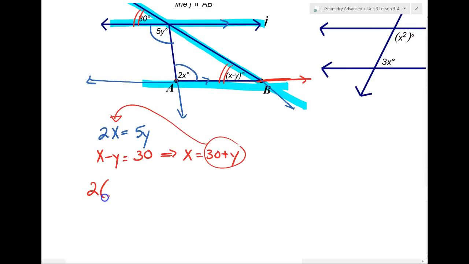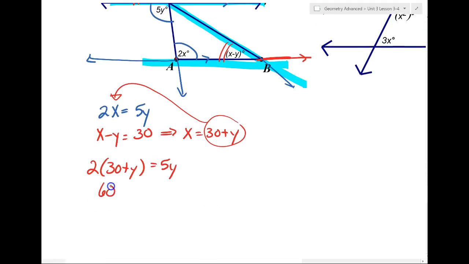So I get 2 times the quantity 30 plus y is equal to 5y. And that's an easy equation for you guys as long as you distribute well. And we just keep solving. I got y is equal to 20. And if you saw my work online and filled in notes, you can see that I end up getting like a negative y is equal to negative 20, y equals 20. I still end up solving for the same variable first.